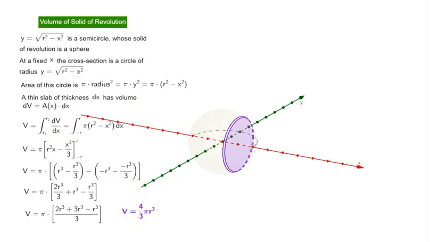So this was one method of finding the volume of a sphere. Now this method is called the washer or disk method, because we are slicing this sphere into disks. Now let's look at another method.